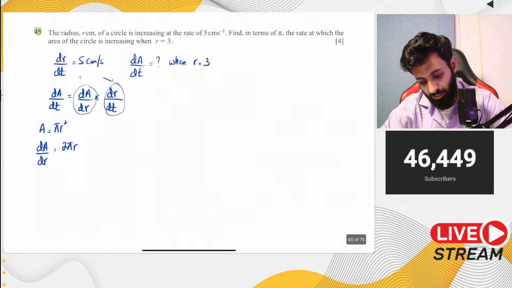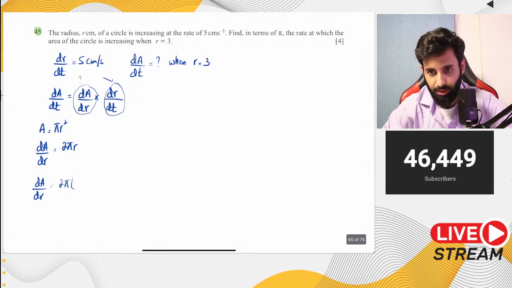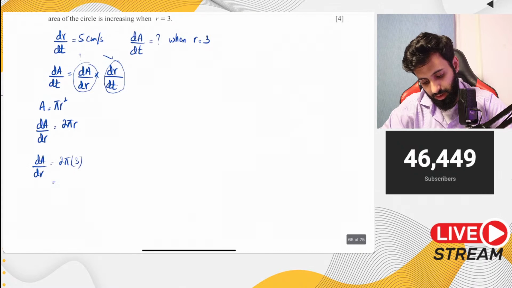Okay, so dA upon dr. What's r equal to? r is equal to 3. So dA upon dr is equal to 2 pi into 3. So 2 into pi into 3 is 6 pi. So there you go, dA upon dr is equal to 6 pi.